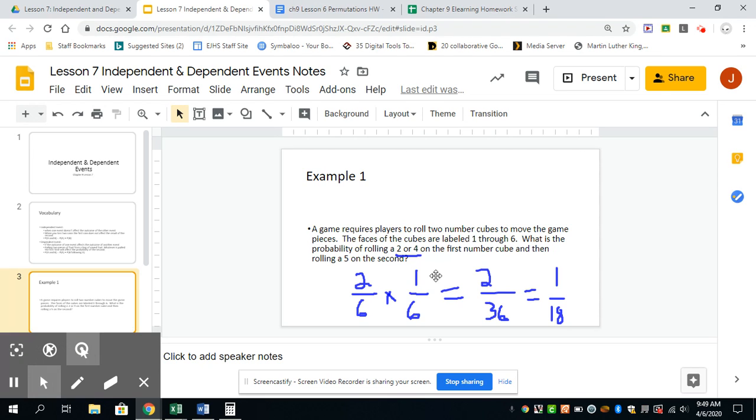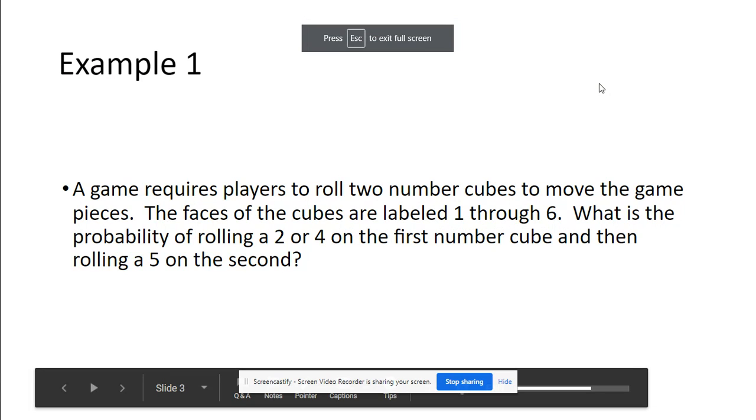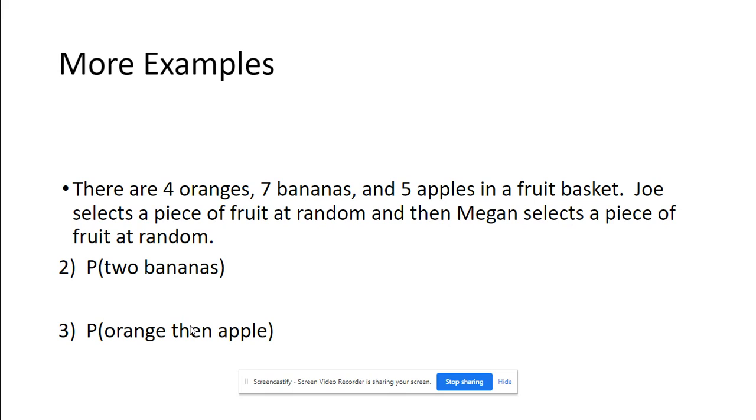All right. So moving on, go back into presentation mode here. And you can see there's that answer of 1 over 18. Now, 2 examples on this slide, and these are going to be the last 2 examples that I'm going to share with you. It says there are 4 oranges, 7 bananas, and 5 apples in a fruit basket. Joe selects a piece of fruit at random, and then Megan selects a piece of fruit at random.